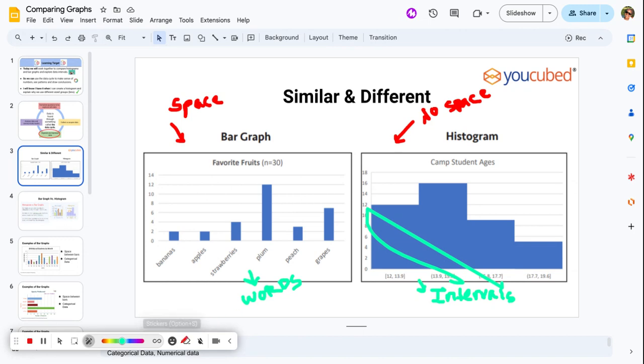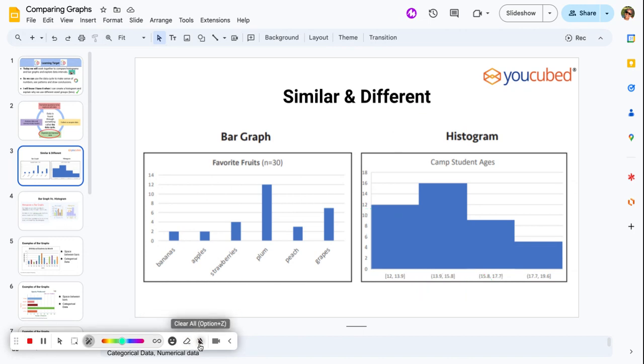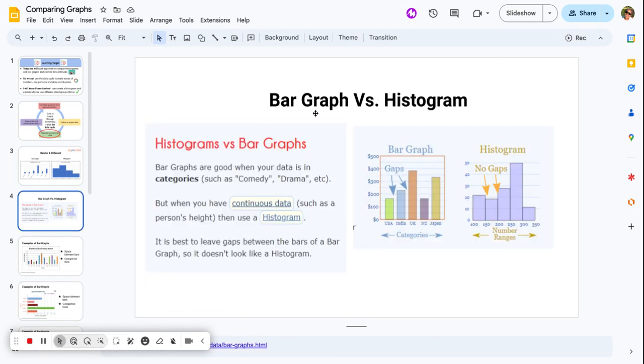All right, so let's keep going. So a bar graph versus a histogram. Bar graphs are good when your data is in categories. As we mentioned before, in a bar graph, the categories have to do with words going across the x-axis, or towards the bottom of the graph. On a histogram, these are what they call number ranges or intervals. And if you need to write this down, please do.